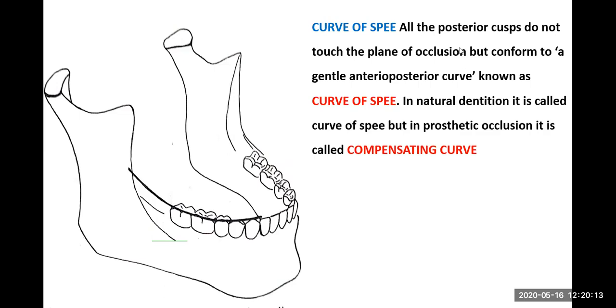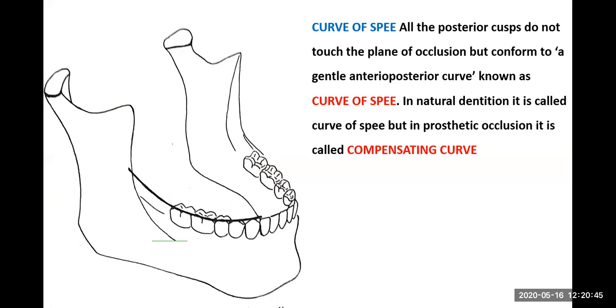Another important concept about occlusion, rather than malocclusion, is curve of Spee. Many times people don't understand what curve of Spee is. Curve of Spee is when you are describing this curve in relation to natural dentition. But when it is artificial dentition, that is prosthetic occlusion, we are talking of compensating curve. People used to mix them together. Curve of Spee and compensating curve are virtually the same.